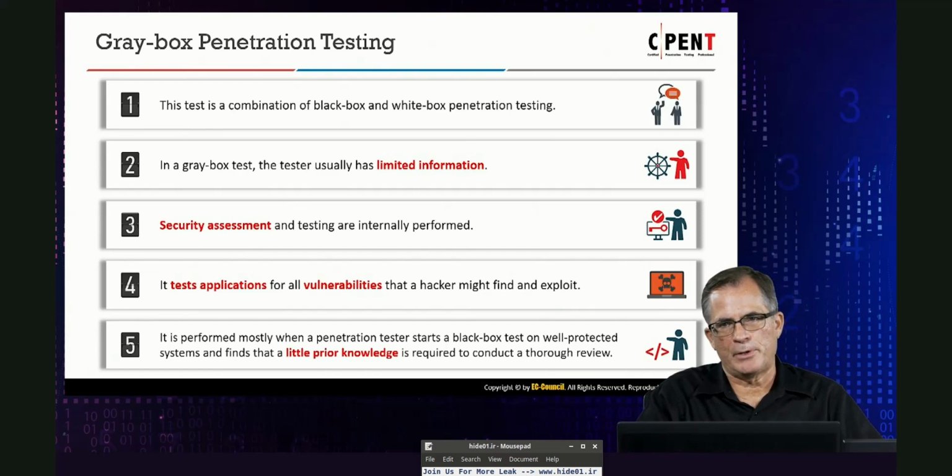Mostly when penetration starts with a black box, they find little prior knowledge, and we conduct a thorough review. We need help. So we get a little more information, network architecture review from a client, and it goes into a gray box penetration test.